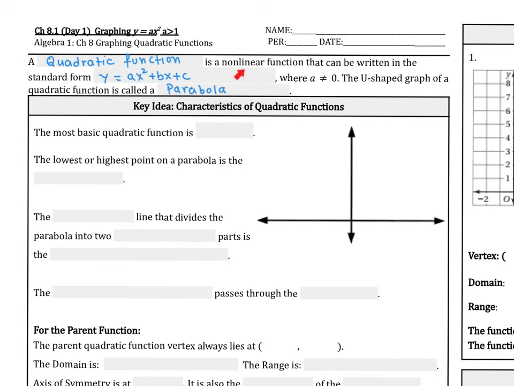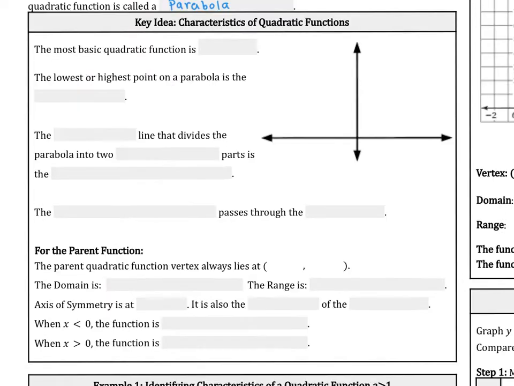So it's a non-linear function that can be written in standard form like y equals ax squared plus bx plus c, where a is not equal to 0. The U-shaped graph of a quadratic function is called a parabola. P-A-R-A-B-O-L-A, parabola. Now we are going to discuss the characteristics of a quadratic function.